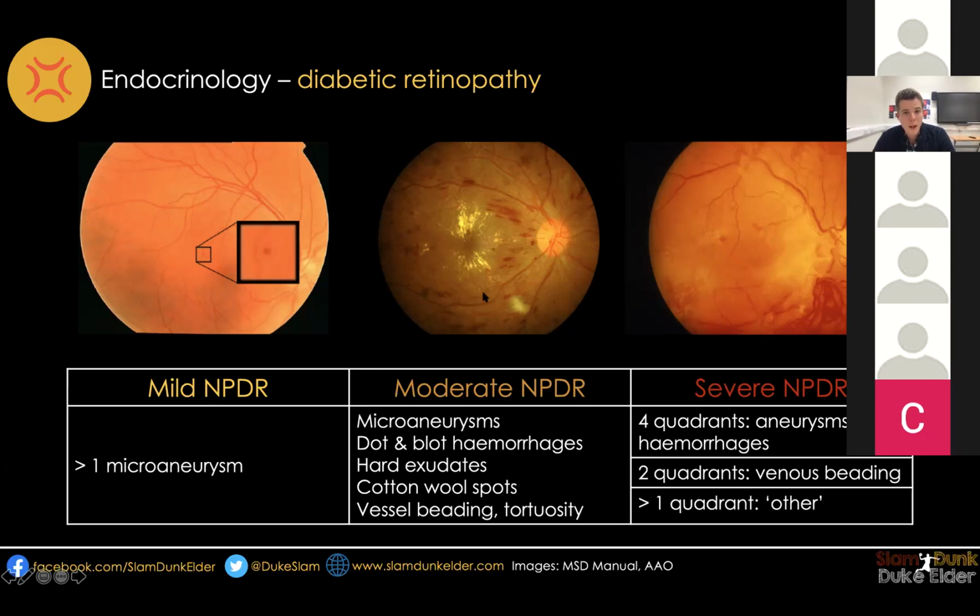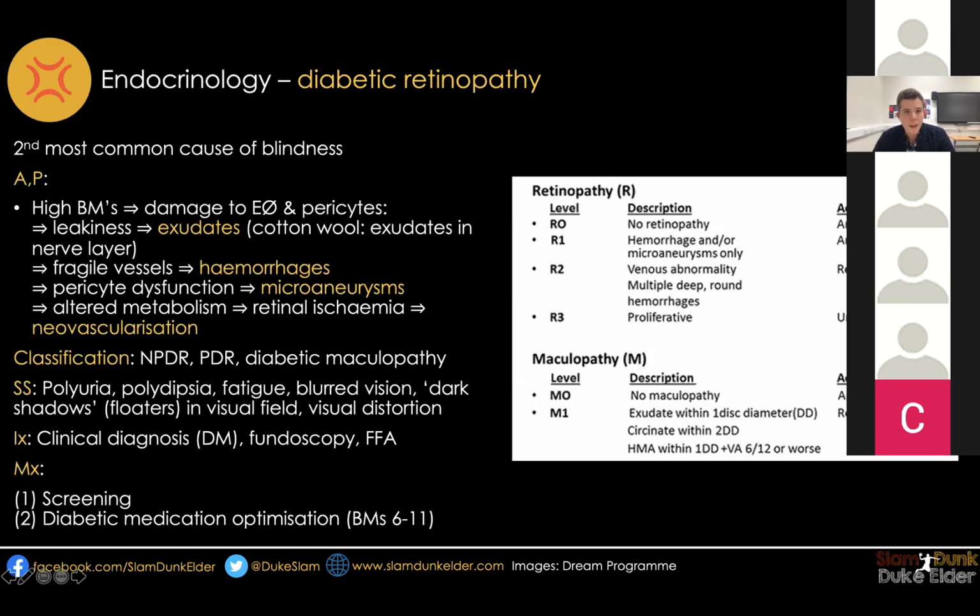Okay, this is proliferative. This is probably staged as severe because it's affecting all 4 quadrants. All 4 quadrants, you can see aneurysms and dot blot hemorrhages. If a particular quadrant is affected, then it's known as moderate. And if you only see one sign, then it's mild.